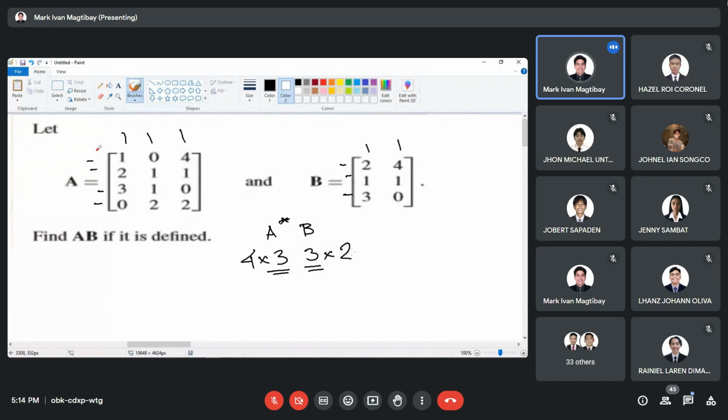Okay? And then the resulting matrix po natin, which is probably AB, ay yung tira po, which is itong 4 at 2 po. So, yung AB daw po natin is magiging 4 by 2 matrix po natin. Okay? So, ganun lang po kadali. Bibilangin lang po natin yung number of rows, bibilangin lang natin number of columns, compare natin sila to each other, and then ma-identify na po natin agad kung siya po ba ay applicable or hindi po. Okay?